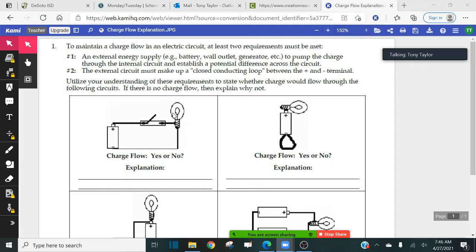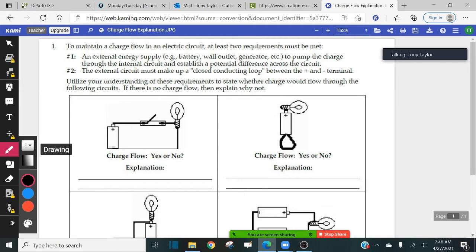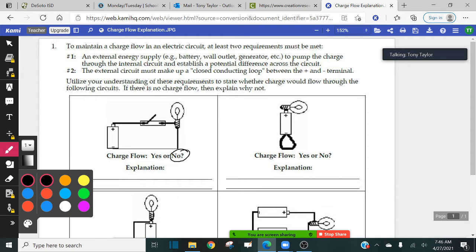Okay, so the answer is no. And guys, the reason why it is no should be obvious to y'all. Remember what I said, that in order to have an electrical circuit, there must be a closed conducting loop. This is not a closed conducting loop. Notice the circuit here is open. The loop is not closed.